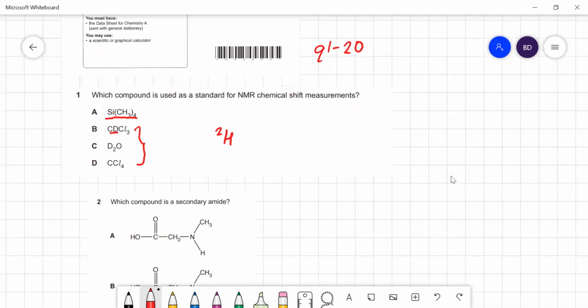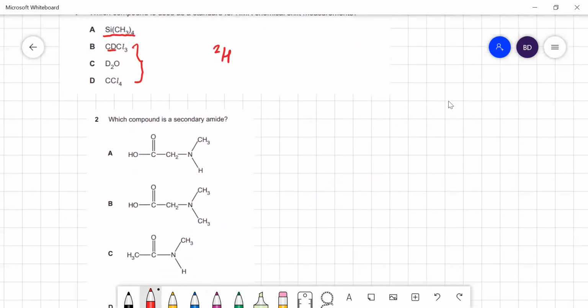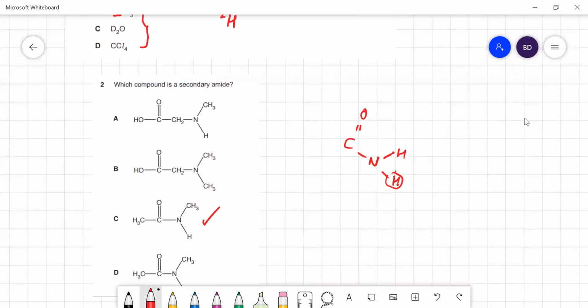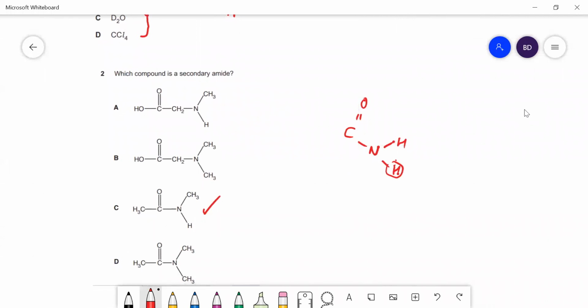Okay, which compound is a secondary amide? So we're looking for an amide, which is this group, and the secondary amide where one of the hydrogens is replaced by an alkyl group. So the answer is that one there, C. Okay, A is an amine. Likewise, B is an amine, and D would be counted as a tertiary amide.